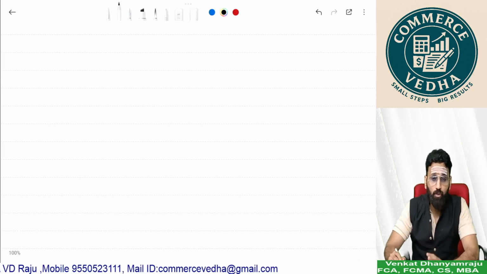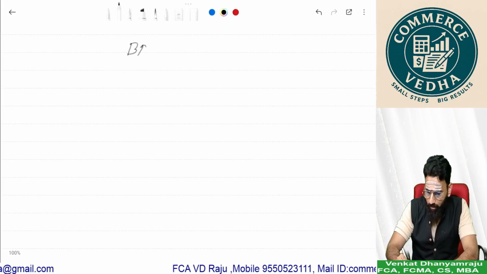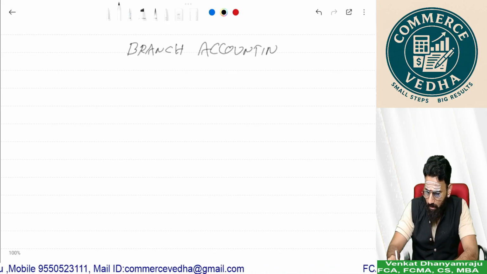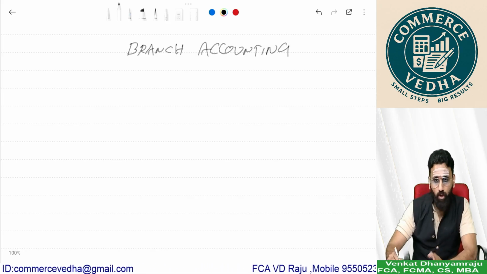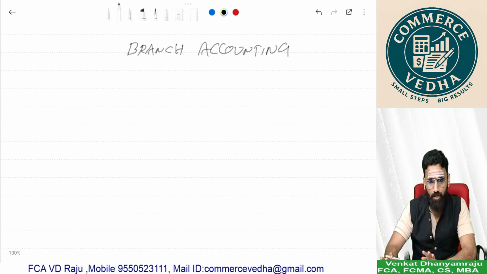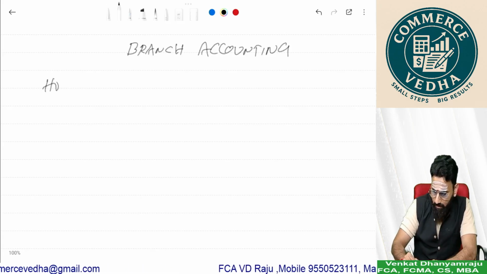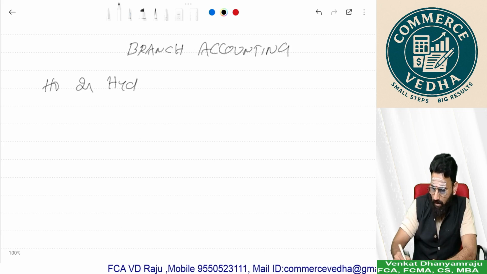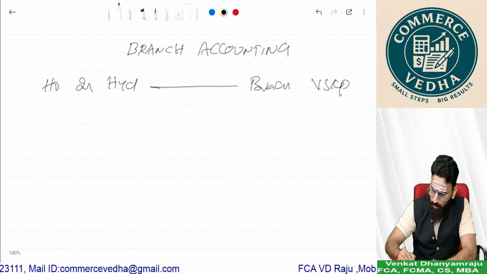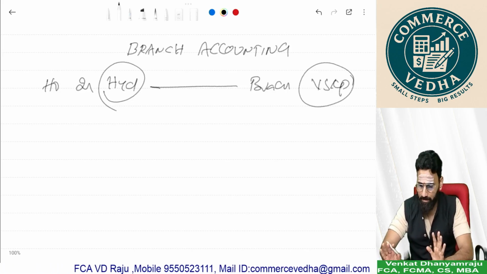Right. Today's topic, on the request of one student, is branch accounting. We first understand what a branch is. We know a branch is an extended location which is far from the head office. Say the head office is in Hyderabad and the branch is in Visakhapatnam, but both are actually of the same entity, only geographically separated.